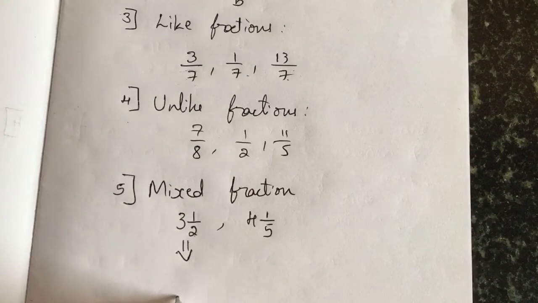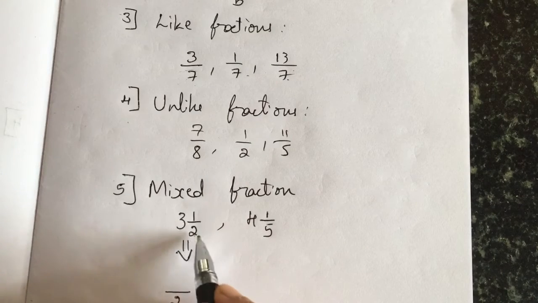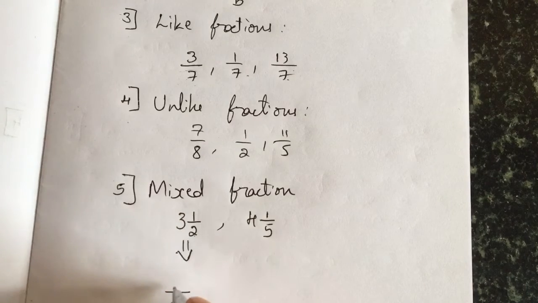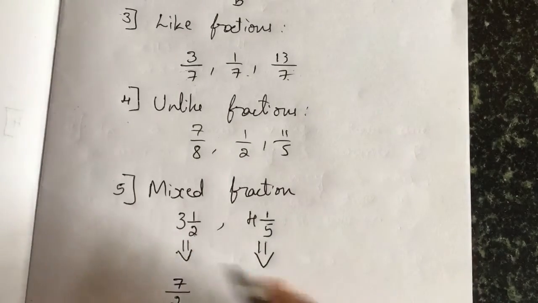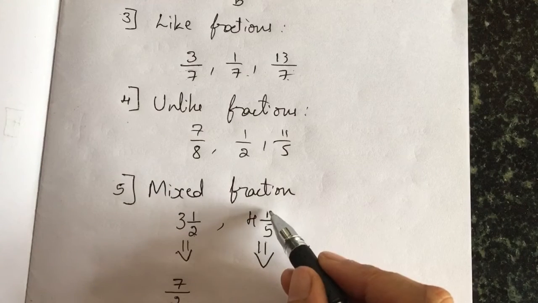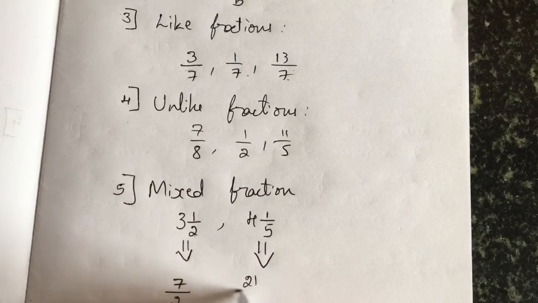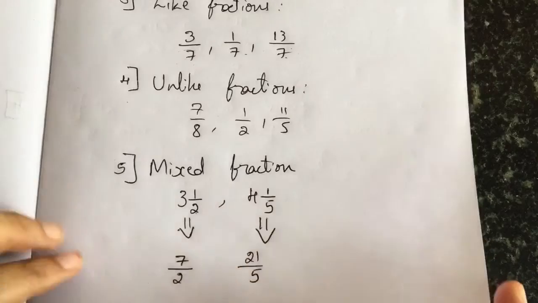The denominator, you keep as it is. Now multiply this 2 with 3. So 3 into 2 is 6. Add 1, the remainder. So 6 plus 1, 7. So this is the same as writing 7 by 2, and it is converted into a fraction, an improper fraction in this case. And 4 and 1 by 5: 5 into 4 is 20, plus 1 is 21, so 21 by 5. Okay, this is how we convert a mixed fraction into a fraction.